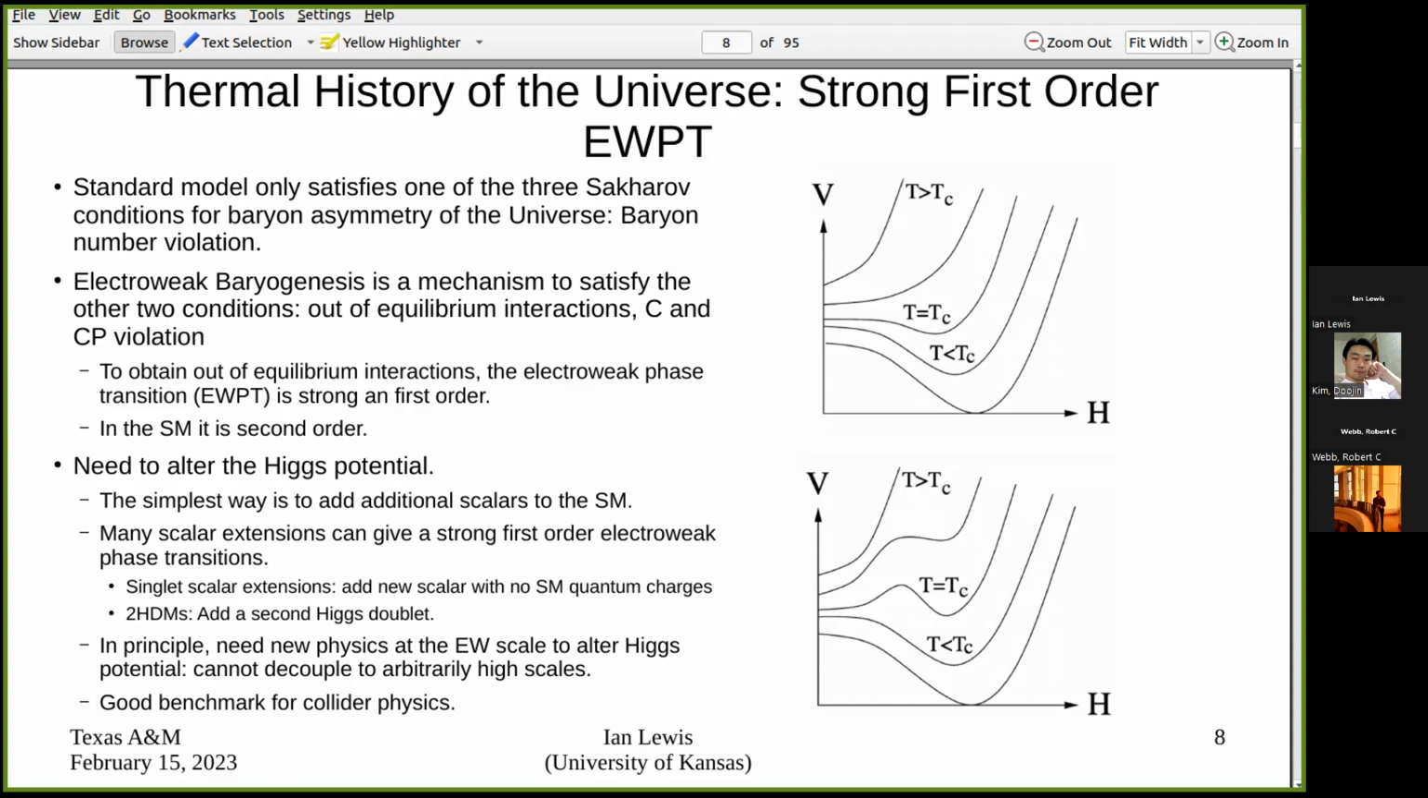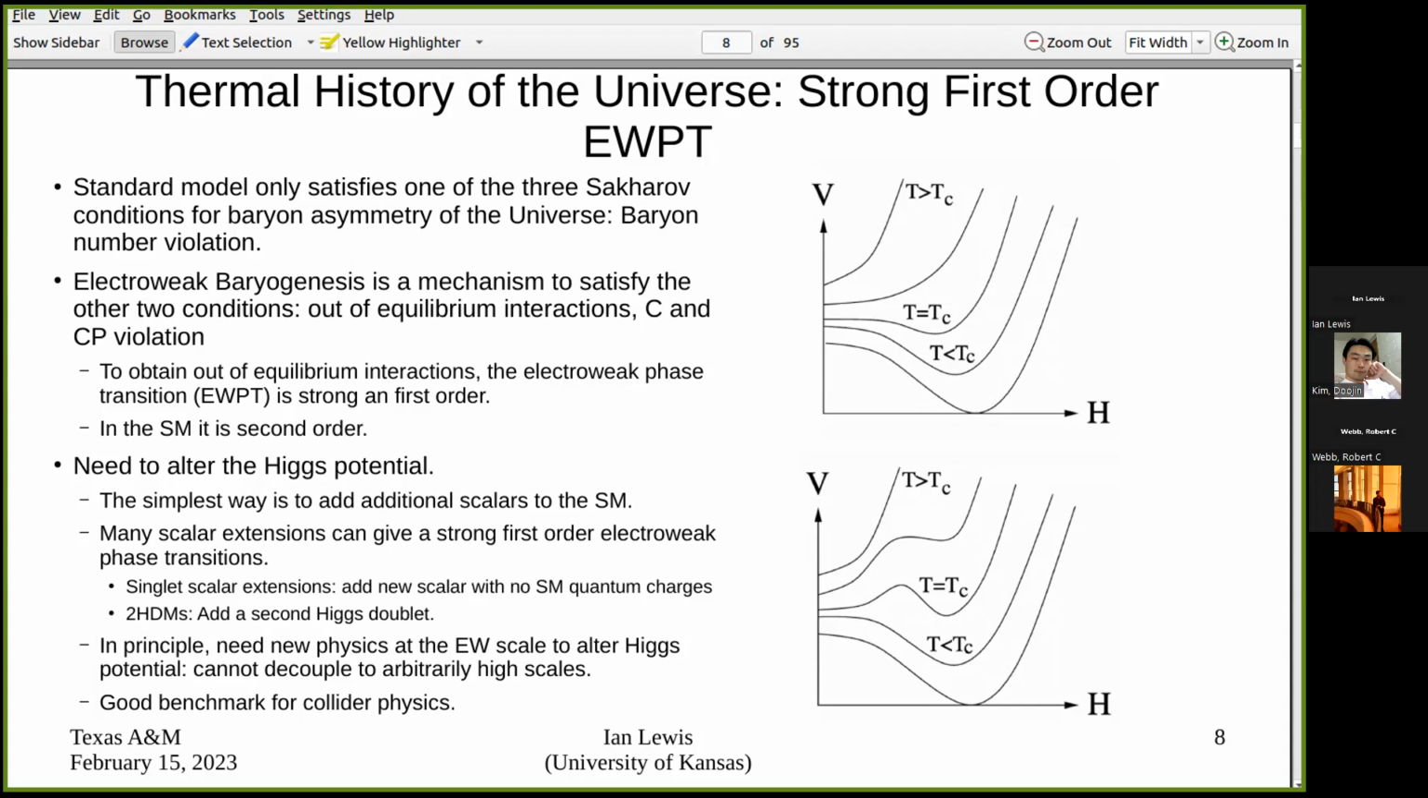And so I change the shape of the potential to get that to work, and this is called a strong first order electroweak phase transition. There are various types of constraints you have to have on that. But the whole point is I want to change how my Higgs potential evolves with temperature. I want to change the Higgs potential at the Higgs scale, and that's the electroweak scale, right?